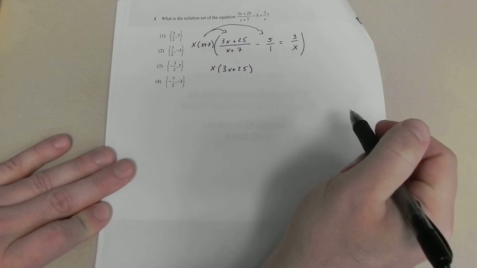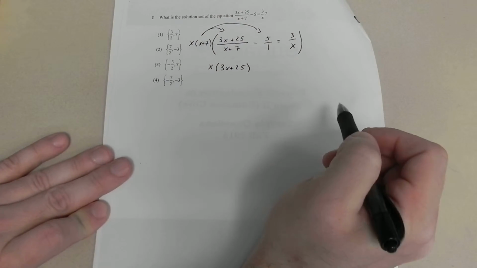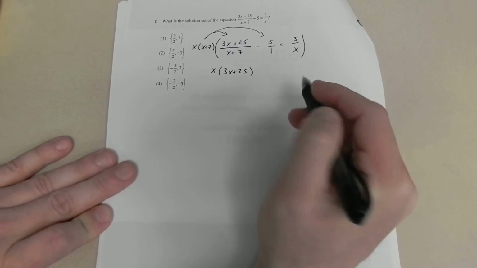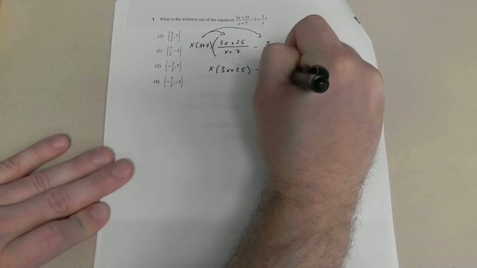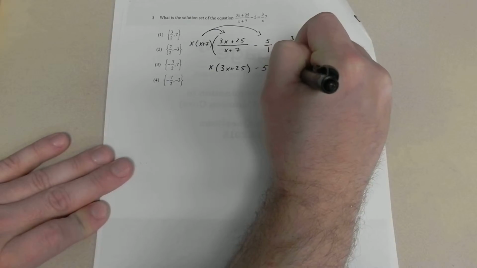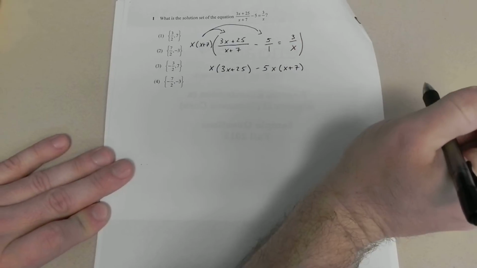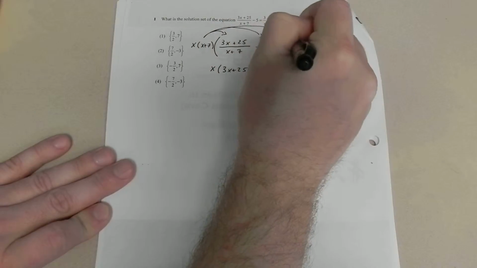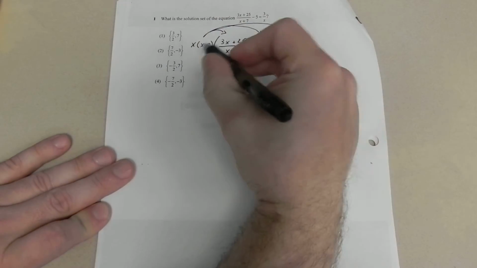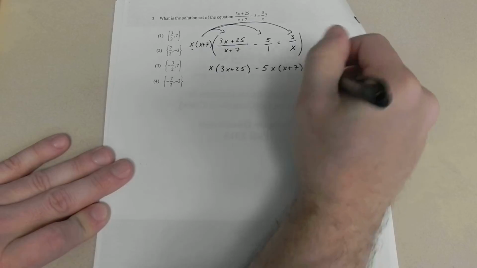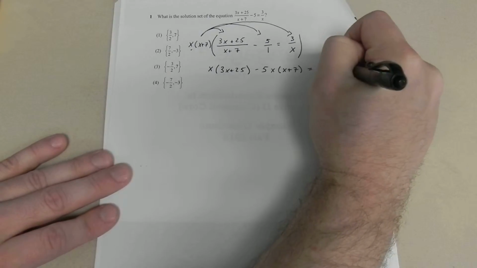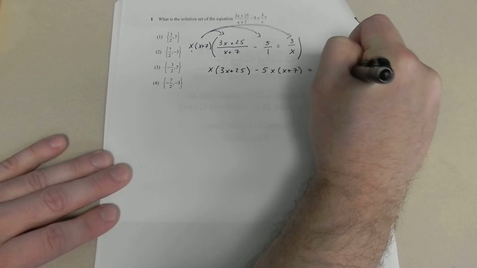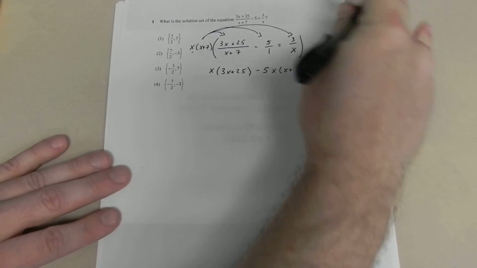Distribute. Well, my denominator is just a 1. That's not going to cancel any of my multiplication. So the 5 is going to multiply the x and the x plus 7. The x terms should cancel. So 3 is going to multiply the x plus 7.